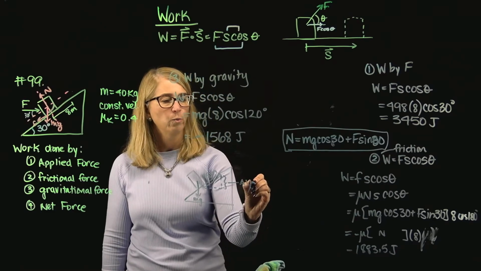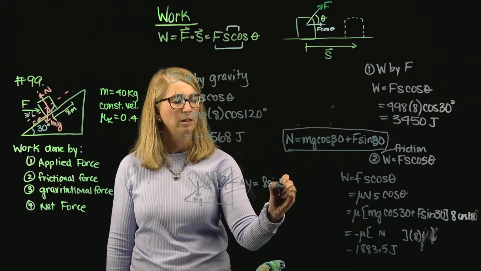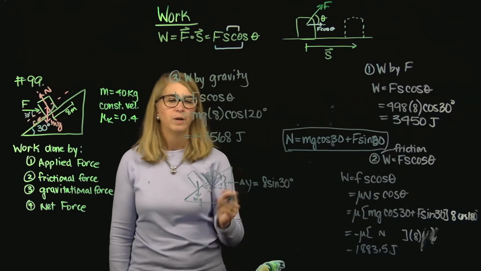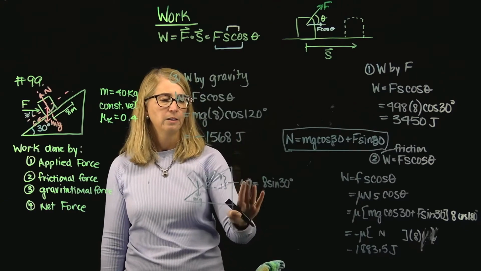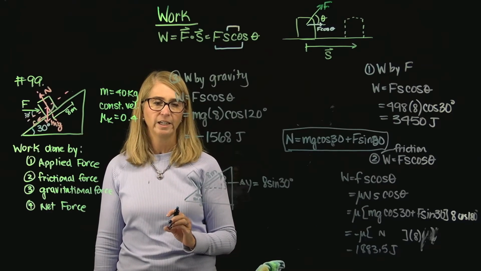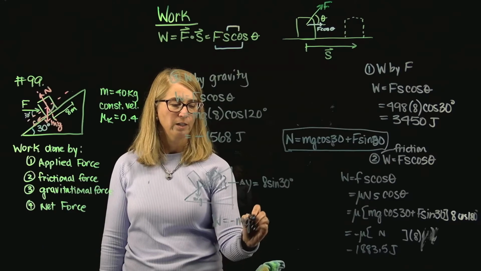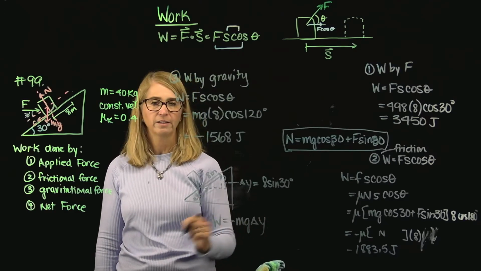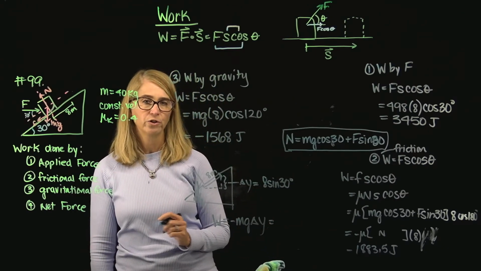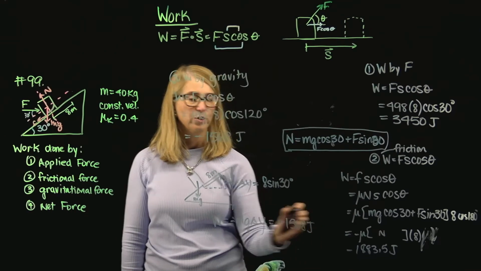So that change in y is going to be 8 times the sine of 30 degrees. But the delta y is positive and the gravity is negative, so the work is equal to minus mg delta y because they're in opposite directions. If you do that calculation, you're still going to find the same answer, which is minus 1,568 joules.